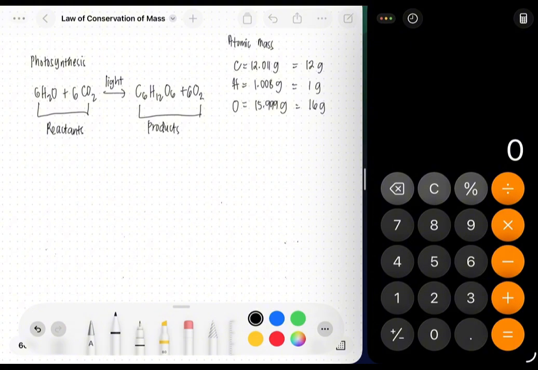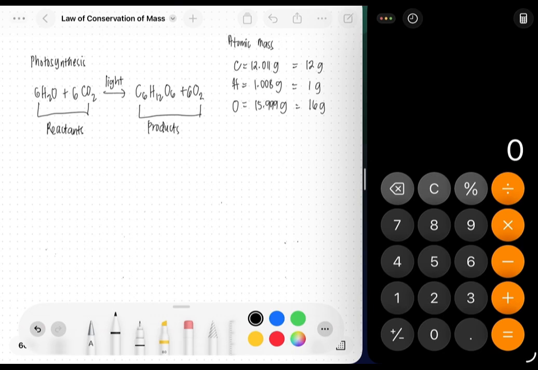And if you are going to find for carbon, you can see here that its mass is 12.011 grams. But we will just round that off into 12 grams. For hydrogen, you can find there the atomic mass is 1.008 grams, but we will just use 1 gram. And for oxygen, that is 15.999 grams, or we will just use 16 grams.